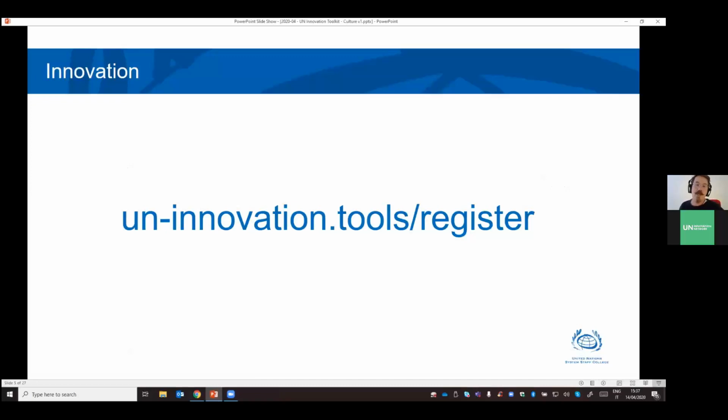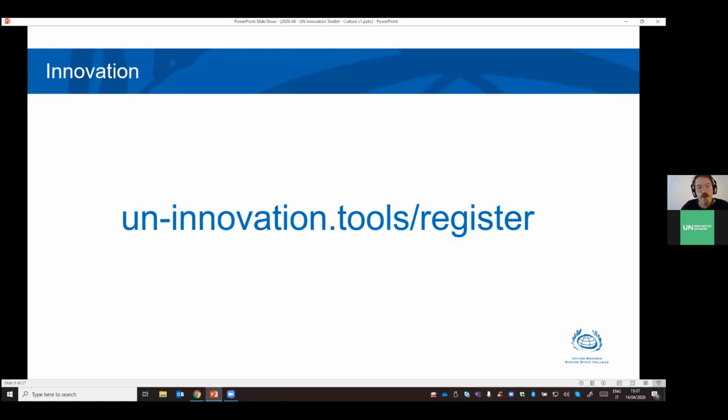With regards to the toolkit, many of you have indicated that you have already looked online and used some of the tools. For those of you who have not, this is the address, un-innovation.tools/register, and this also is available and open to anybody within the system, anybody who is working for the United Nations, and in fact, I'll be perfectly honest with you, it's also open for anybody outside the system.